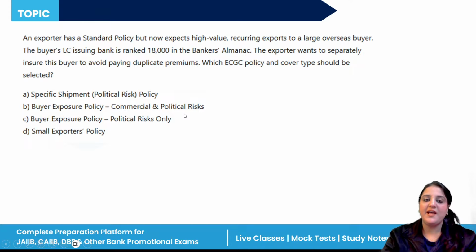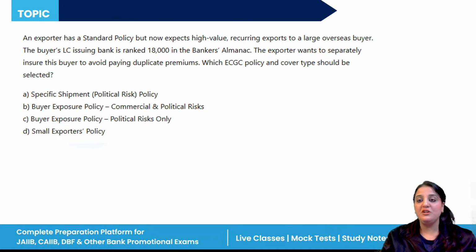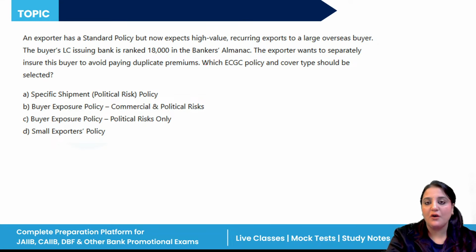If an exporter has a standard policy but now expects high value recurring exports to a large overseas buyer, and the buyer's LC issuing bank is ranked 18,000 in the banker's almanac, so the exporter wants to separately insure this buyer to avoid paying duplicate premium. Which ECGC policy and cover type should be selected here?